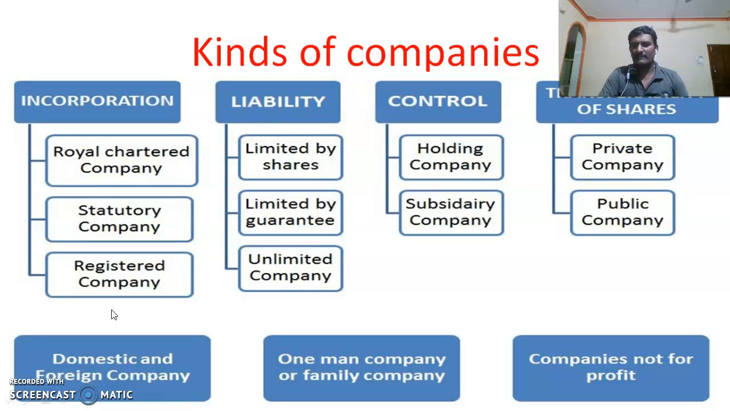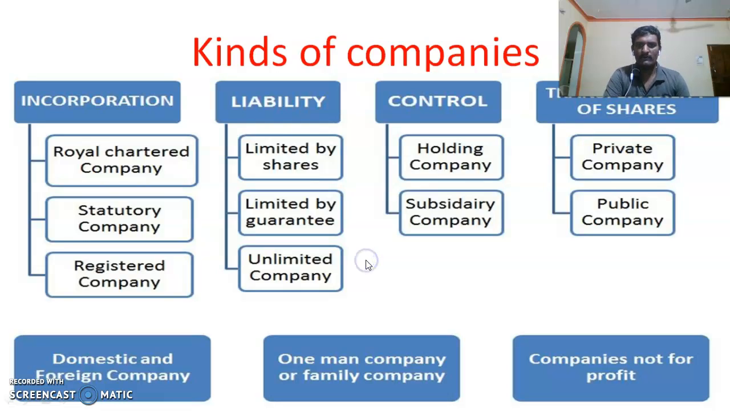Likewise, we have another type of company: a company not for profit, NPOs. Sometimes companies may be formed not for profit, but for social welfare or social activities. Examples are sports clubs and charitable institutions. Such companies are called companies not for profit. So dear students, these are just for conceptual clarity about the kinds of companies.